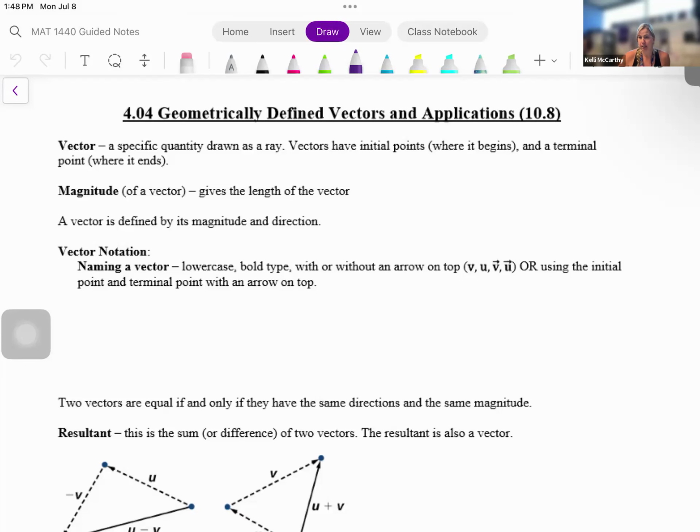In this video, we're going to start an introduction to vectors. So we're going to look at geometrically defined vectors and some applications. First, let's do some terminology. A vector is a specific quantity drawn as an arrow.